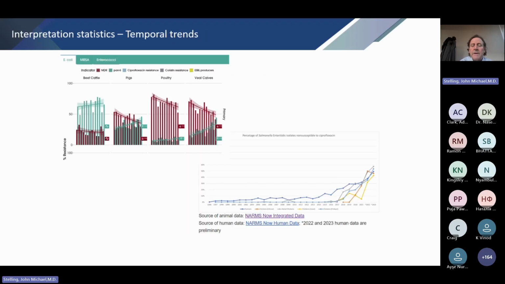This is looking at trends over time. Top left is from the Netherlands, and in dark red, you see that multi-drug resistance has been decreasing in the Netherlands because of all the attention they've paid to growth promotion, banning, and other strategies to decrease antimicrobial use, improving hygiene. And that green color is pan-susceptible, so you see an increase in susceptible. It's top left. Lower right is the lower right-hand corner.